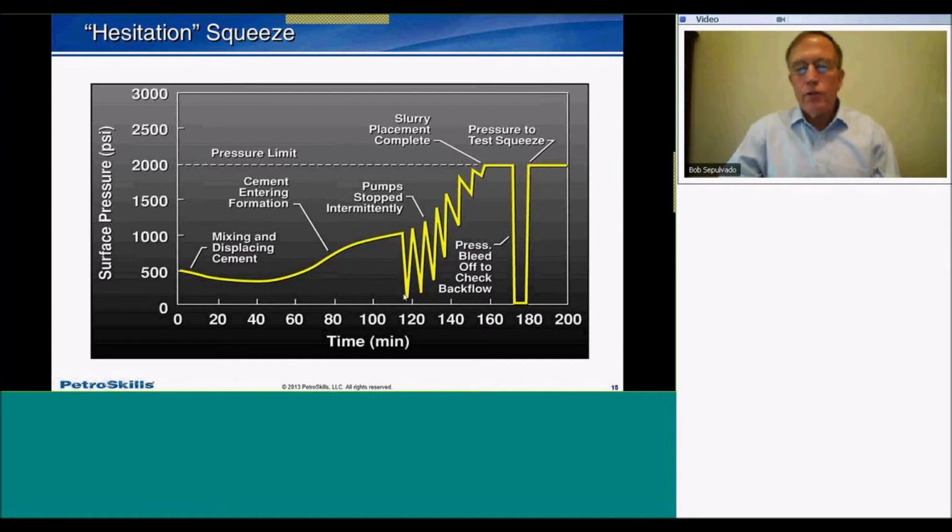Hesitations: we physically shut down the pump for a period of 5 to 10 minutes. We're allowing the cement that's in the perforation tunnels to begin to lose some filtrate, build some strength, build some resistance. Then we apply pump pressure and build up a little bit more pressure, and then we shut down. And these are hesitations.